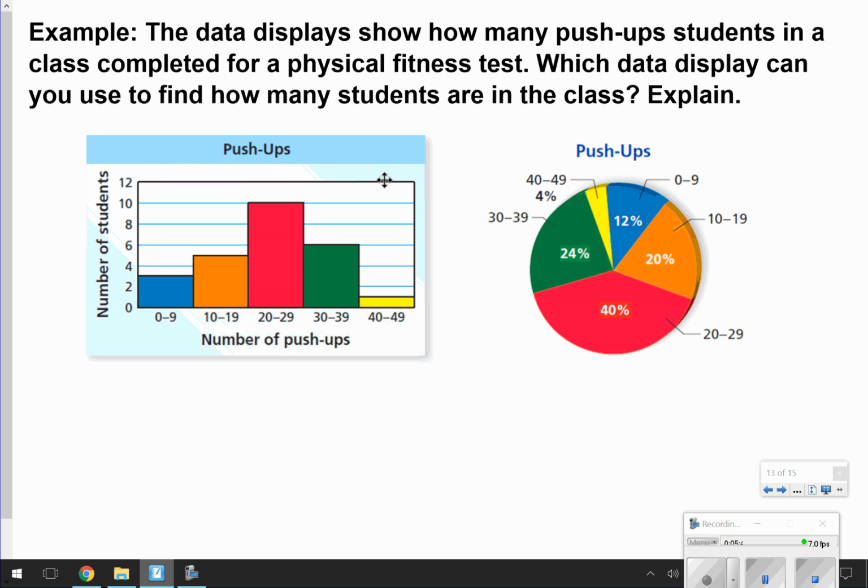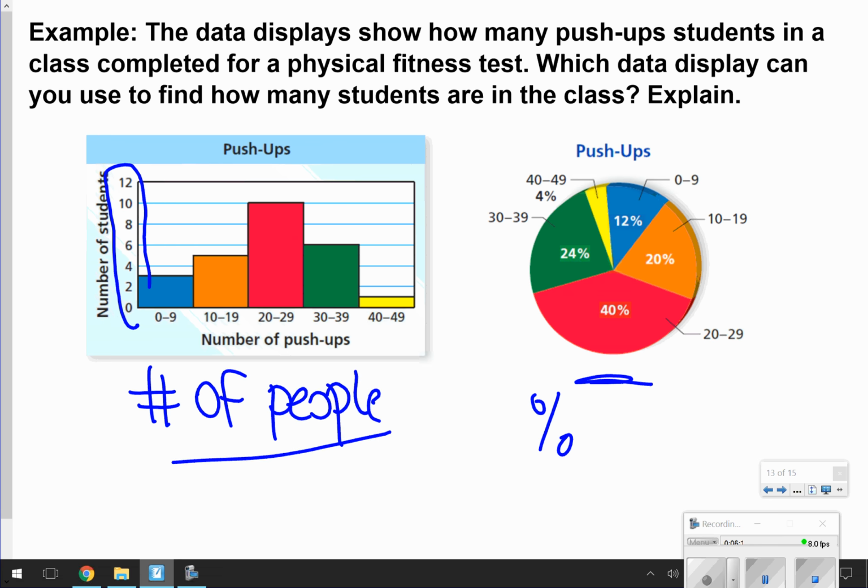Again, this one is just kind of telling you which one would be the best data to choose, and we'll talk more about this later on. It says the data displays show how many push-ups students in a class completed for a physical fitness test. Which data display can you use to find how many students are in the class? Notice that the histogram tells you the frequency of people over here on the side, whereas the circle graph just tells you percentages. Percentages do not tell you anything about the number of people in the class, so you definitely want to choose a histogram to be your correct answer here.